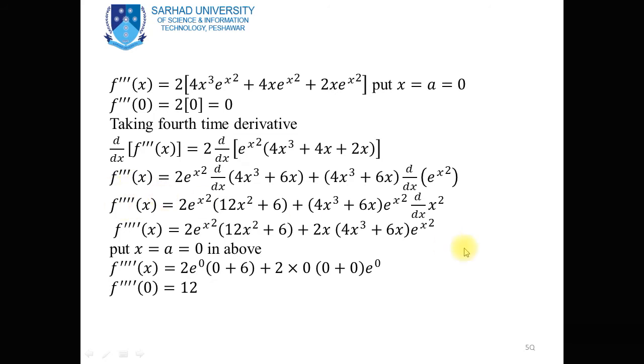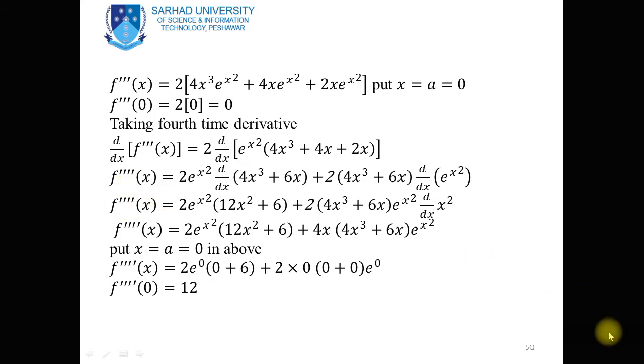So the fourth order derivative of the function with respect to x means taking the derivative of the third order derivative of the function with respect to x. We obtain the fourth order derivative of the function, like you see over here. Now for this derivative, simplify this third order result, taking e power x square common, we obtain e power x square into (4x cube plus 4x plus 2x).